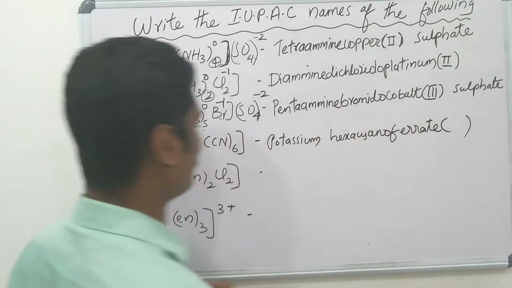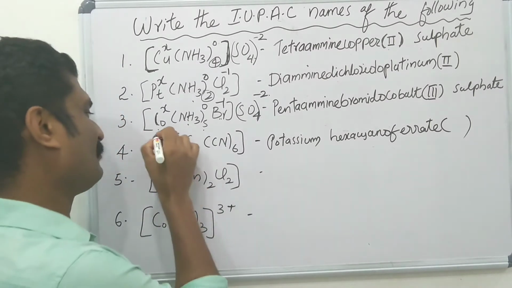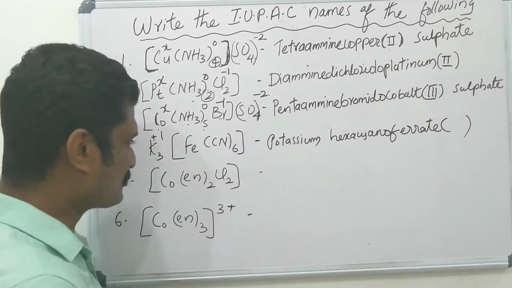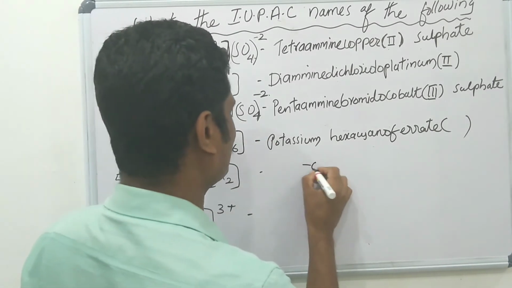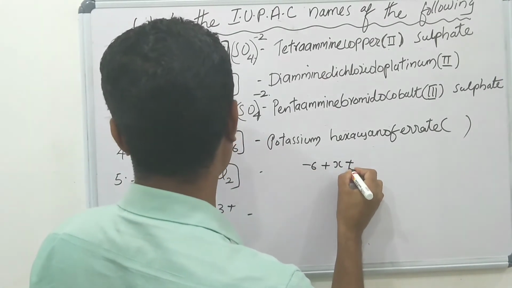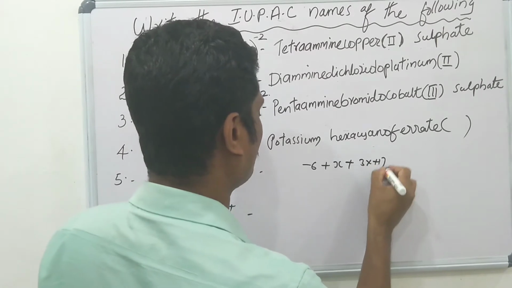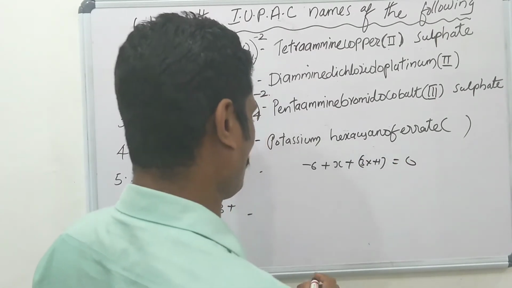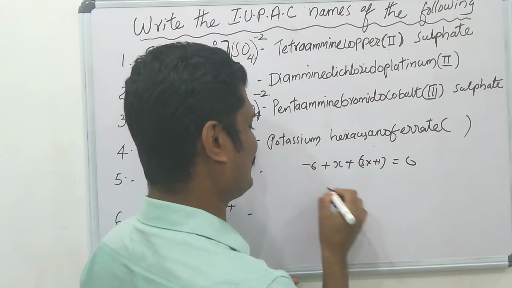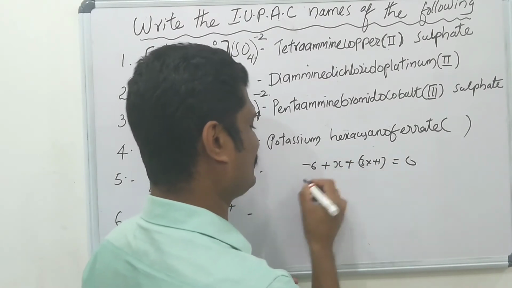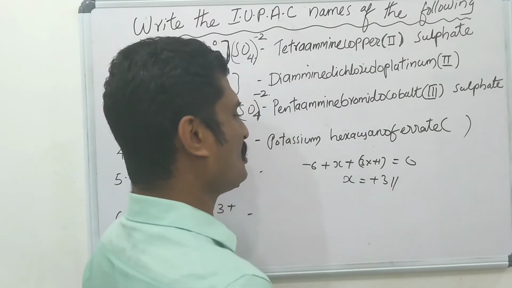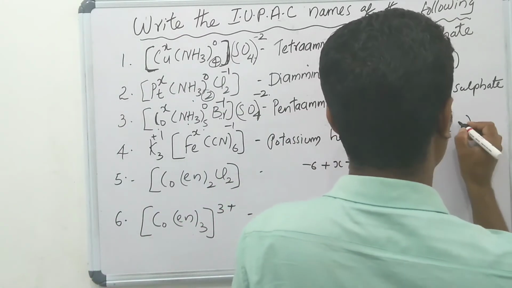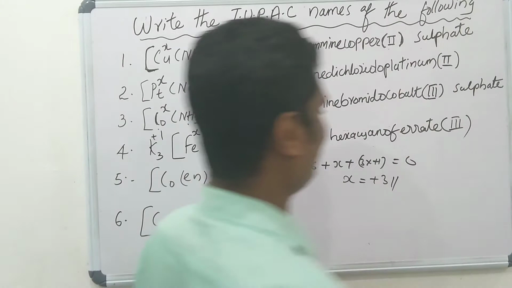The oxidation number: potassium, first group, +1, Fe is X, CN is -1. 6 into -1 is -6, plus X, 3 into +1, equal to 0. That is -3 plus X equal to 0, X equal to +3. Potassium hexacyanoferrate(III).